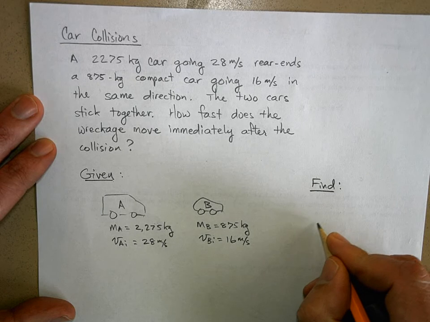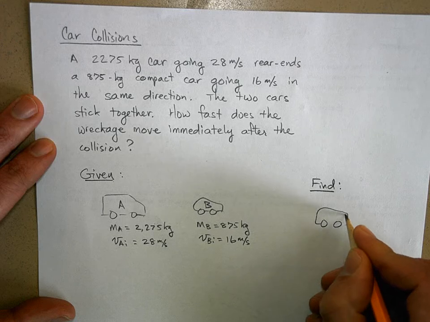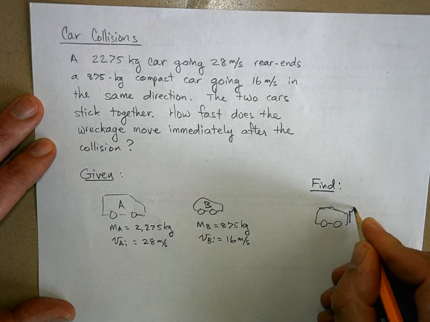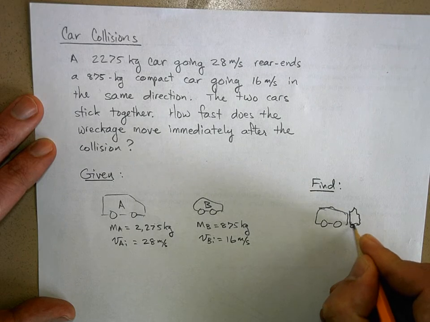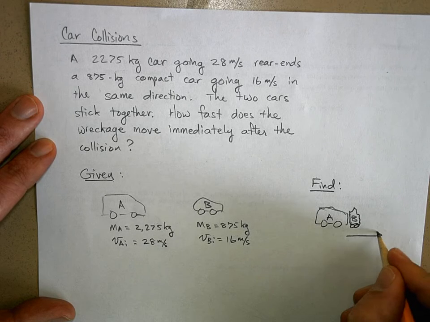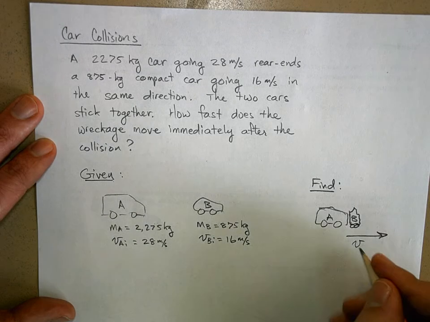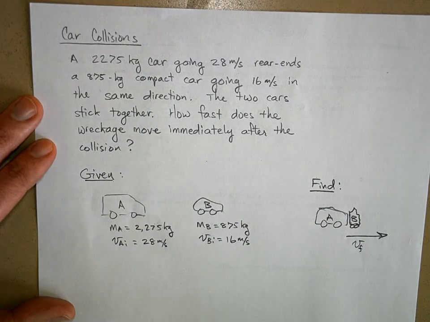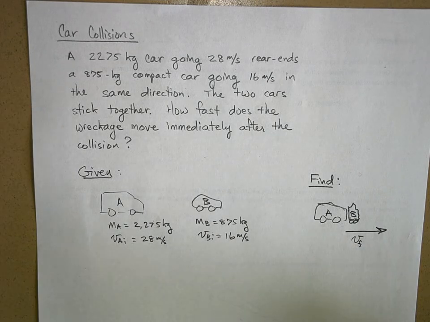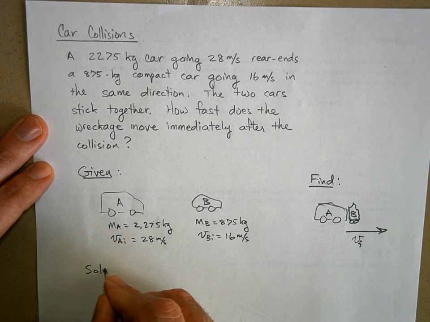well, here are the two cars after the collision, just after the collision. Here's our big car. It's got kind of smushed in a little bit. And here's our smaller car. So here's A and B, but they're moving off together. They've stuck together. In other words, their final velocity is the same. So I'll just call it VF. And they've stuck together and they're moving, and this is just after the collision. So let's solve it.